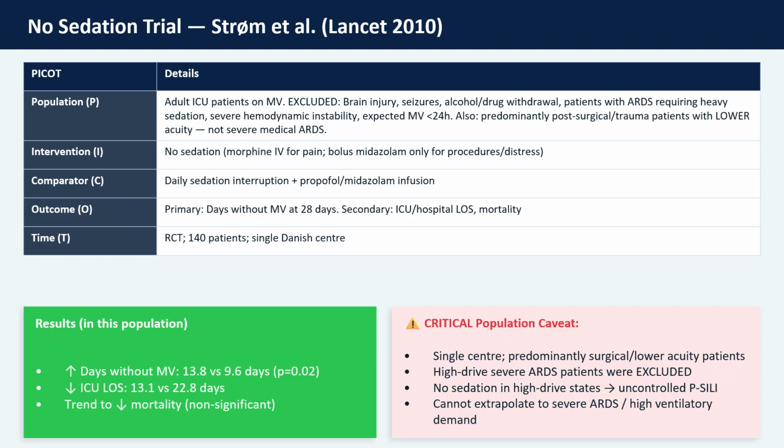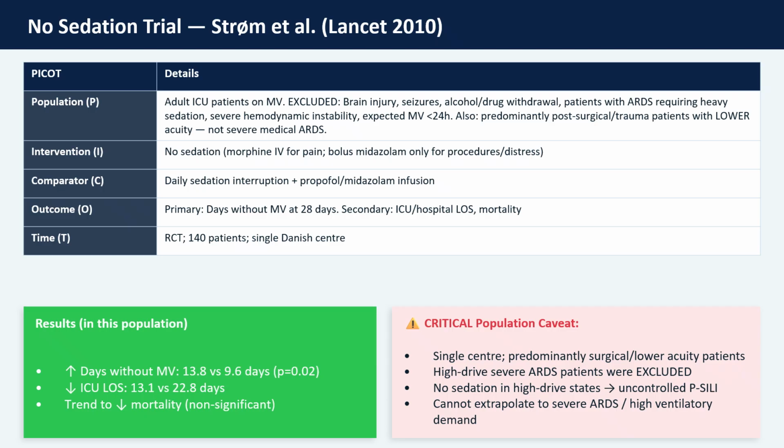You can see actually the patients with high drive states or severe ARDS are all excluded again. So these are again the patients who are otherwise doing okay, and you're not giving sedation to these patients. So basically, patients who require sedation were excluded, and this is not from a medical issue. Most of the patients are post-surgical or trauma patients. And you give an SOS morphine or bolus of midazolam if required.